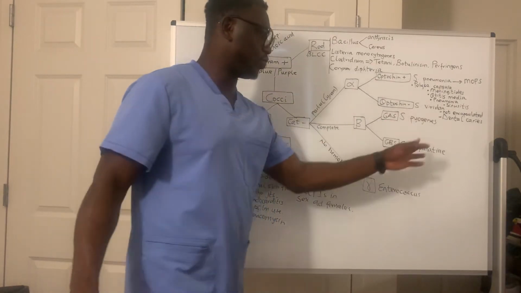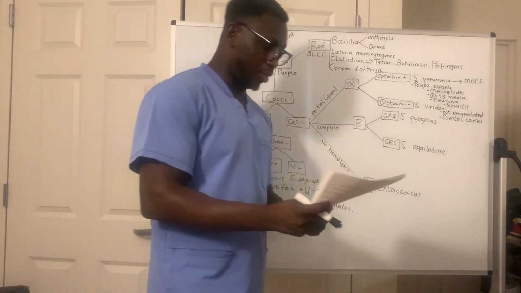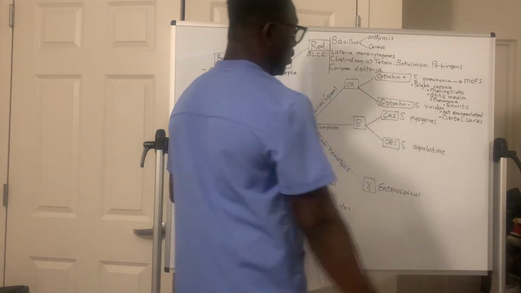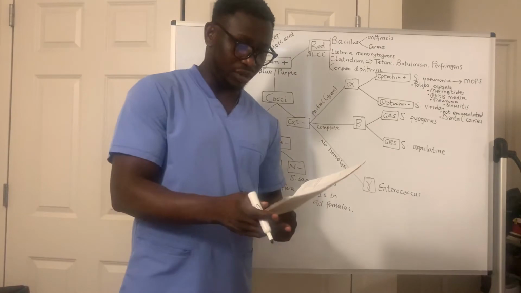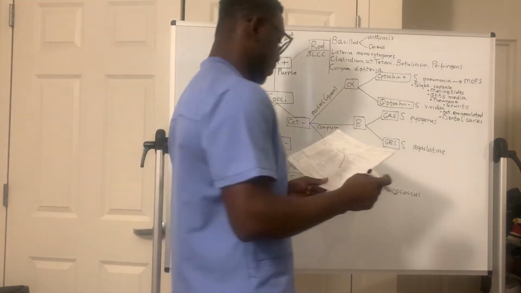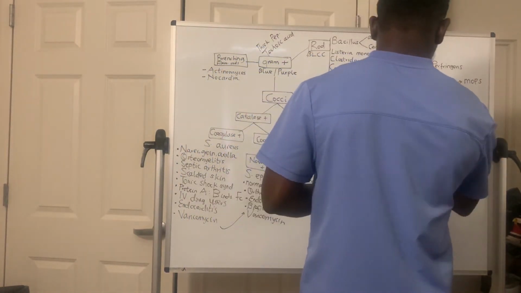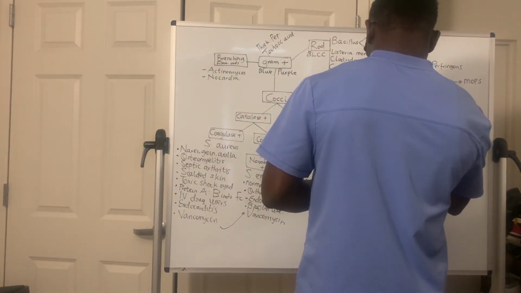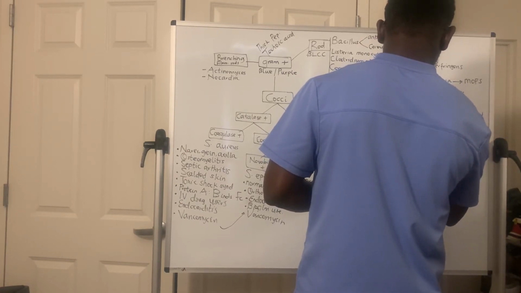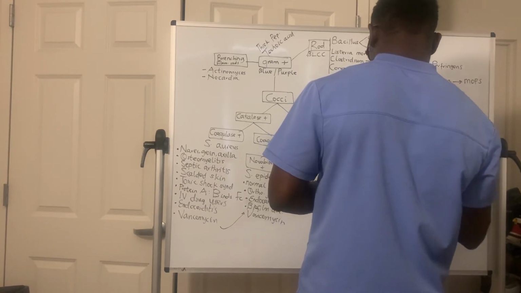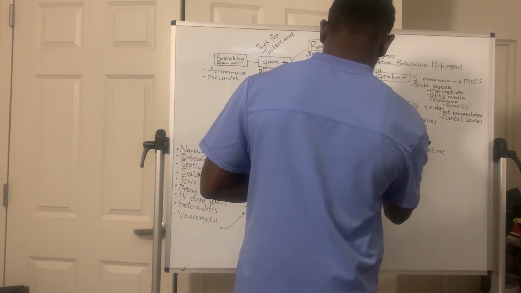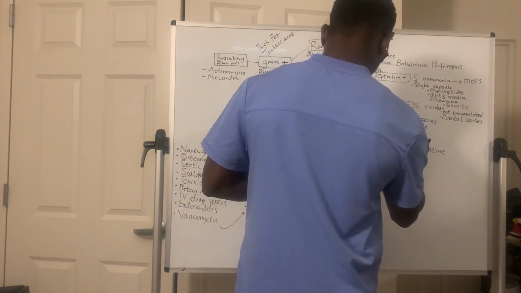And then we have the group A strep, and then we have the group B strep. Now let's start with group A strep. Group A strep is Streptococcus pyogenes. They have a capsule, so this one is capsulated. That's the first thing you want to know. And for their virulence factors, we have the M protein.